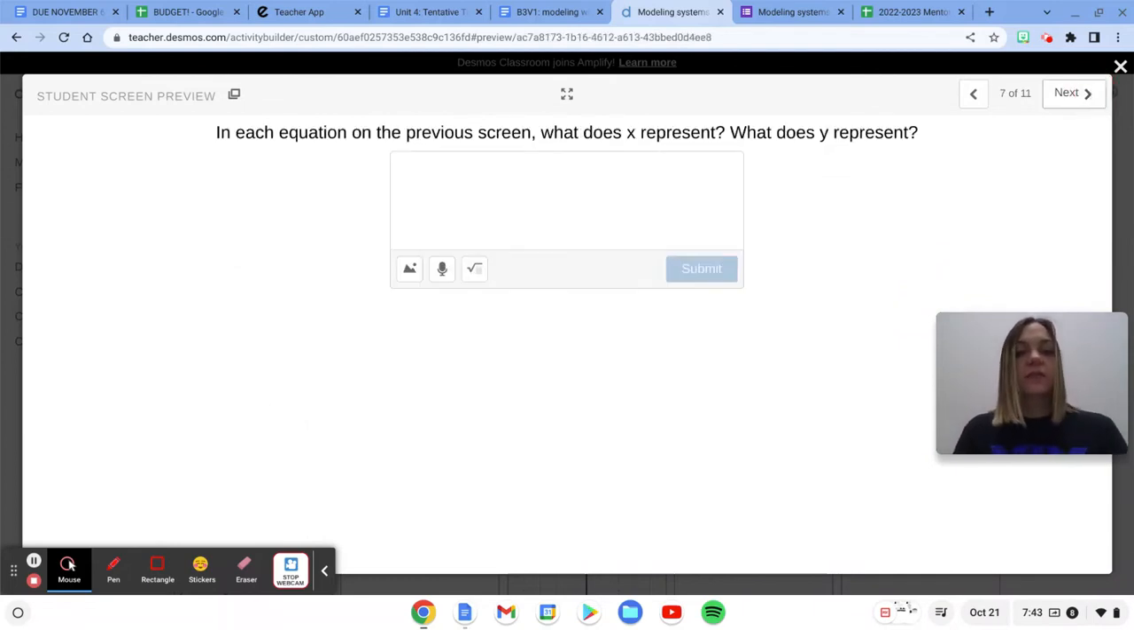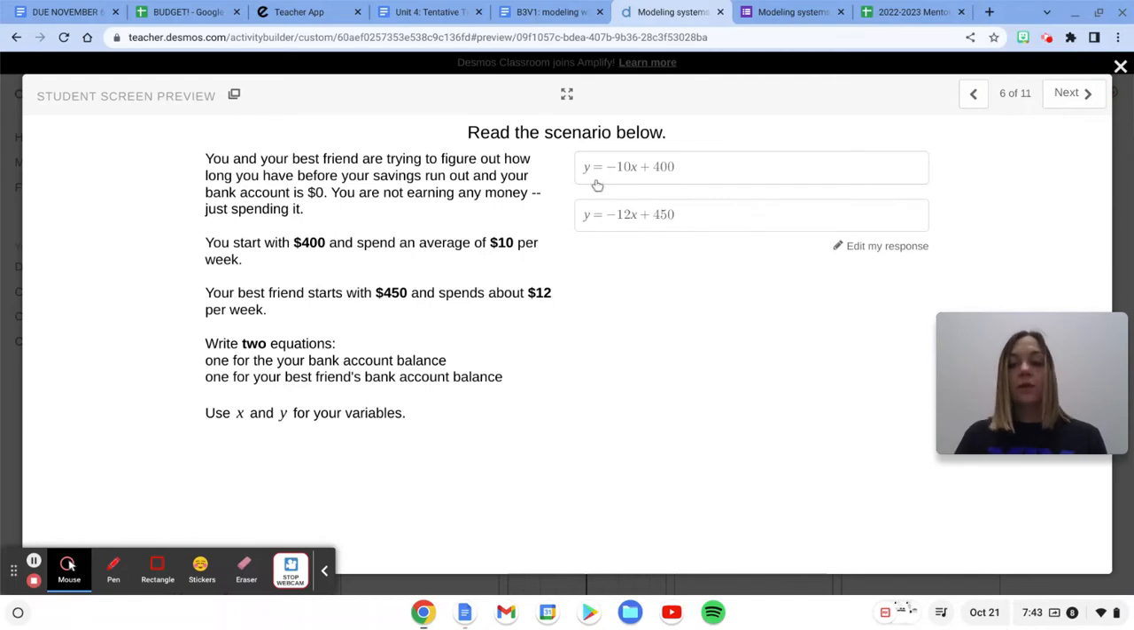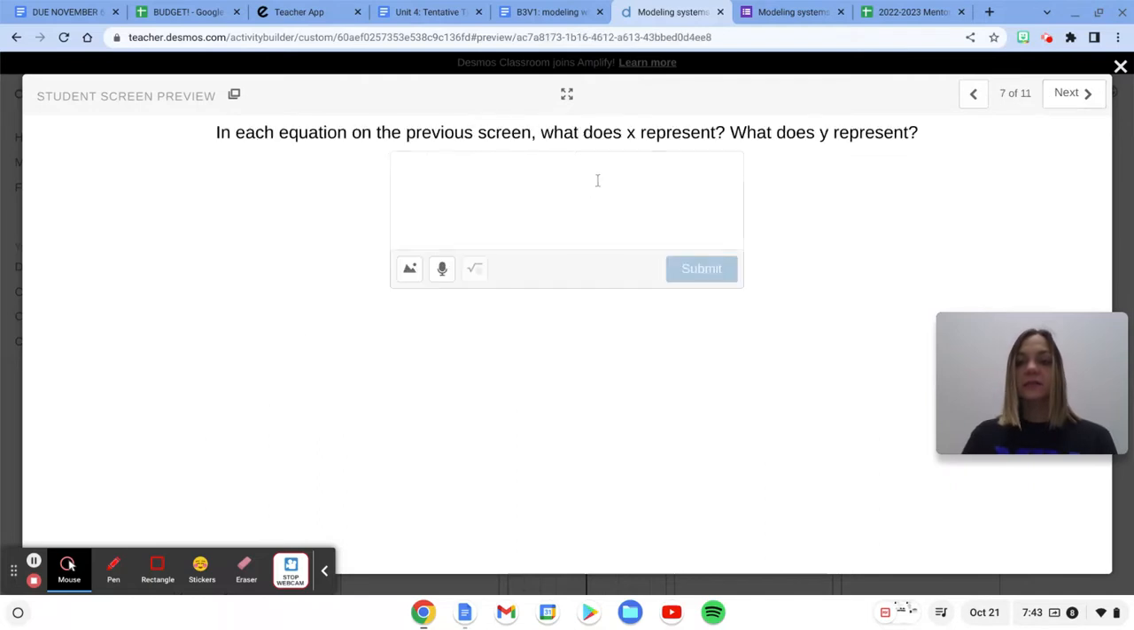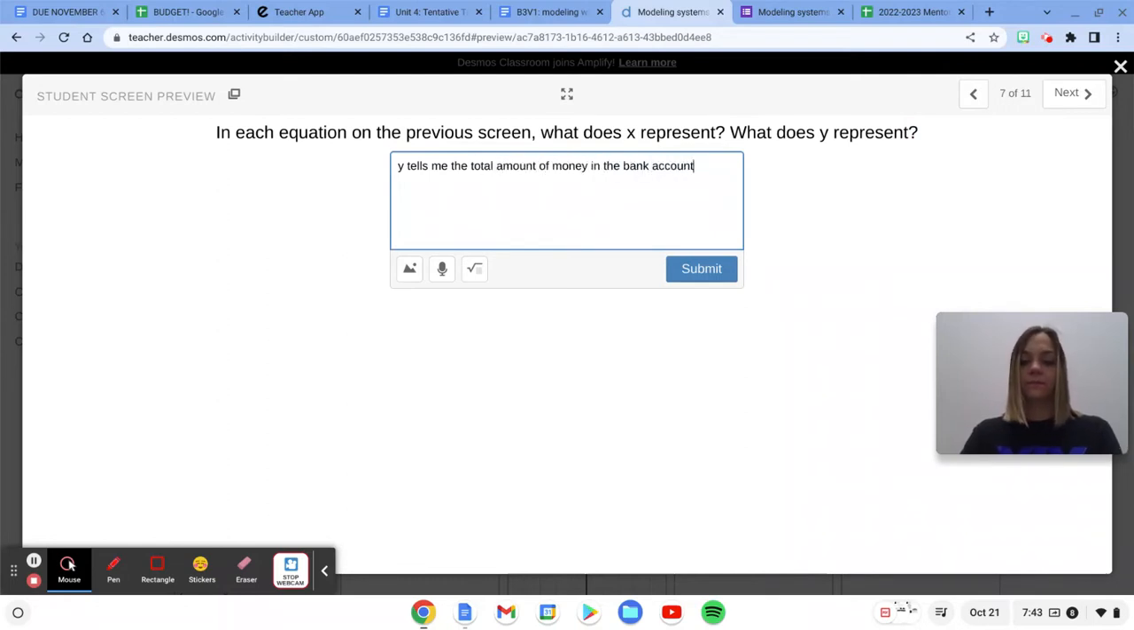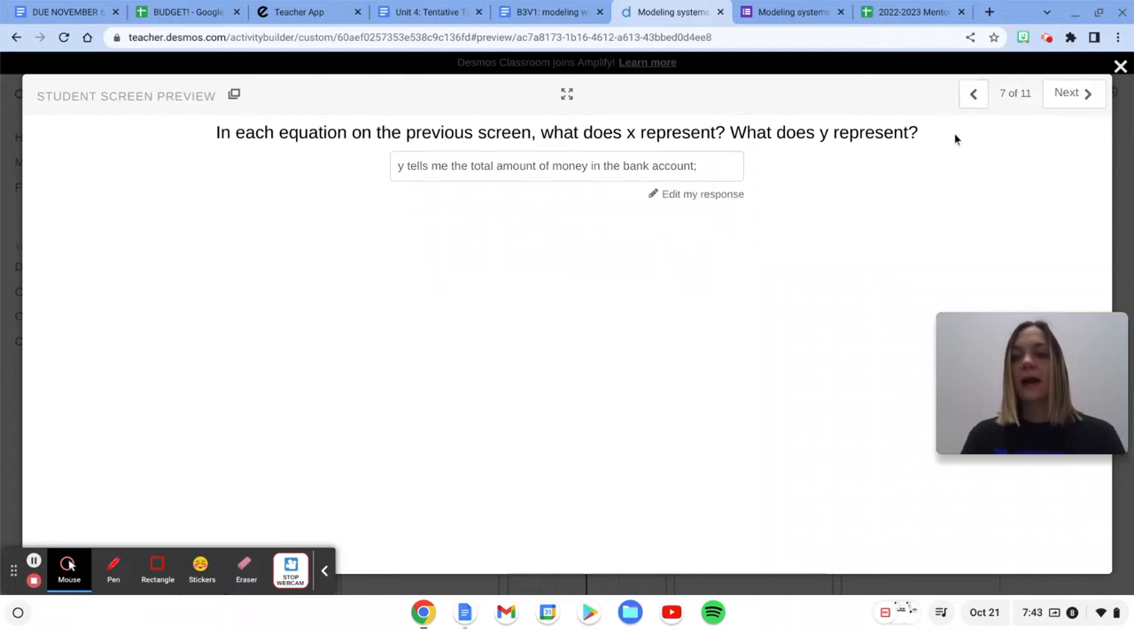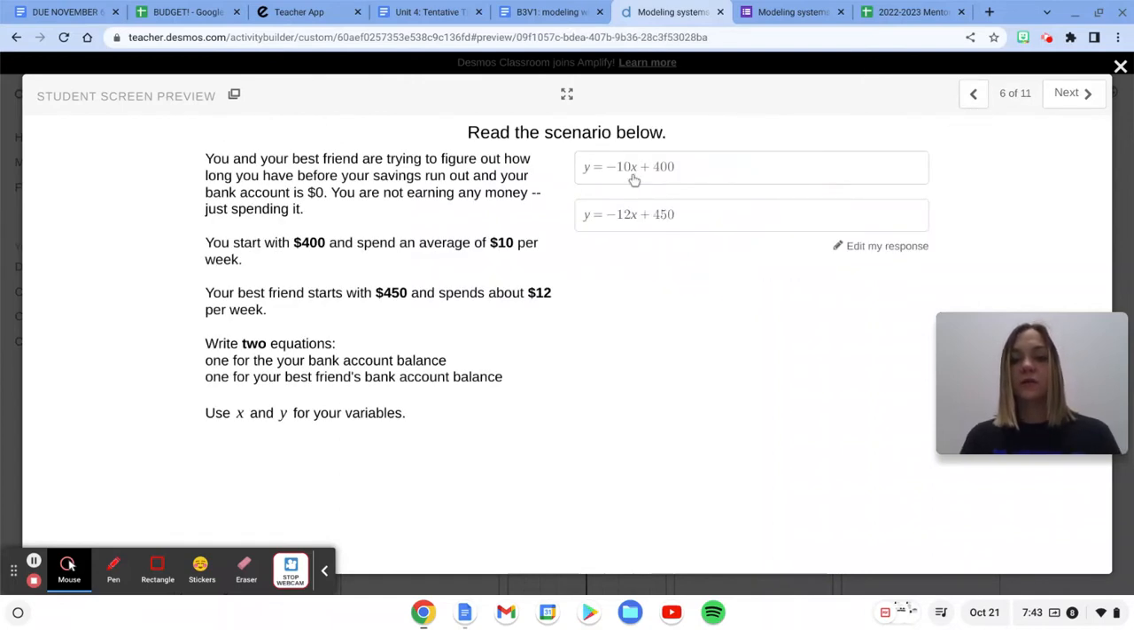Next, in each equation on the previous screen, what does x represent and what does y represent? So y is always going to tell me the total amount of something. In this case, y tells me the total amount of money in the bank account. And then going back, x is right next to negative 10, which is how much I'm spending per week. X is right next to negative 12, which is how much my best friend is spending per week.